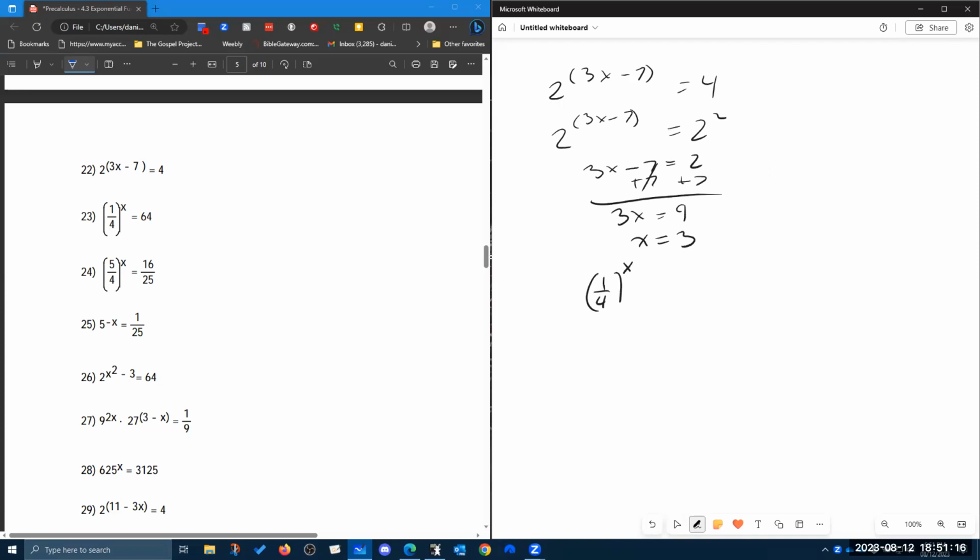1/4 raised to the x is equal to 64. So that's 4 to the negative 1st raised to the x is equal to 4 to the 3rd. 4 to the negative x is equal to 4 to the 3rd. So negative x is equal to 3, and x is equal to negative 3.